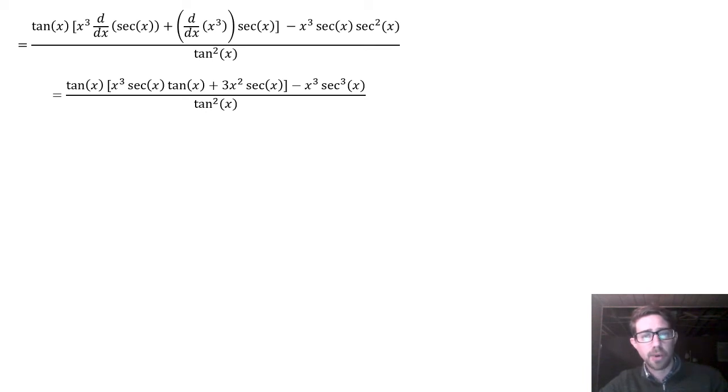So now we're just going to do the product rule on that thing in the brackets there. So it's tangent of x times x cubed. It looks weird, but the derivative of secant is itself times tangent. So it's x cubed times secant of x times tangent of x plus 3x squared, right? That's the derivative of x cubed times secant of x.